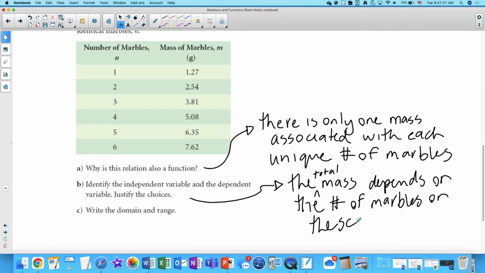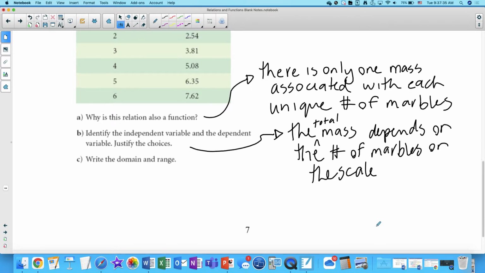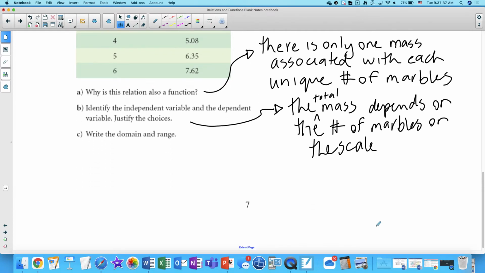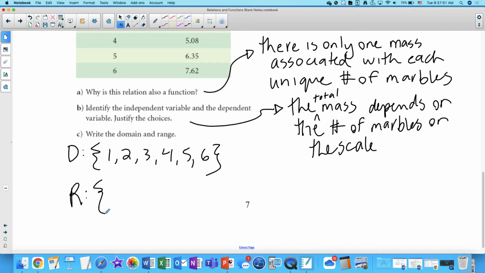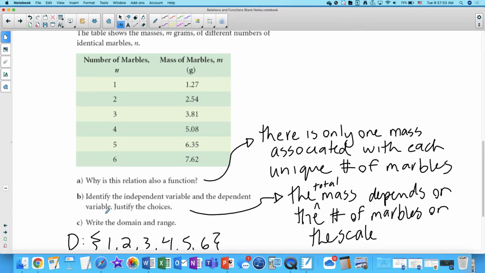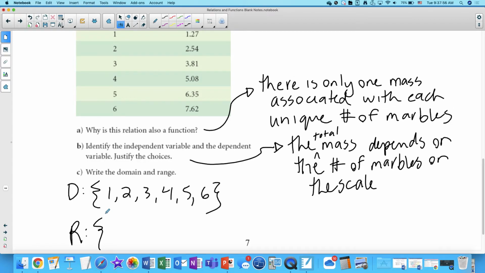What is the domain and range? We've done this a lot, so let's go through this really quickly. The domain is the input values or the independent values, so those are numbers 1 through 6. And then the range are the mass values, so that is multiples of 1.27. 1.27, 2.54, and here it looks like the marbles are identical, because every time we increase the number of marbles by 1, the mass increases by 1.27.